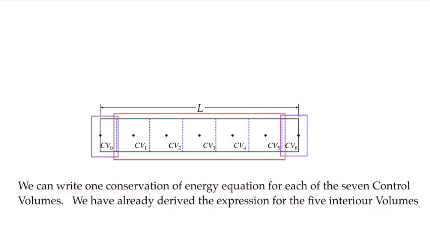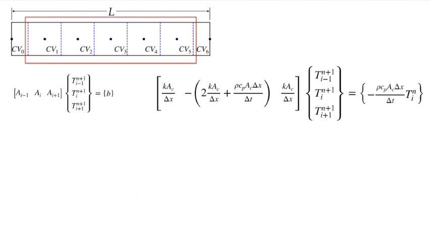Let's look first at the 5 interior ones. Of course, each one of these is one expression of conservation of energy, and so we can write conservation of energy 5 times for those 5 central volumes. That's the generic expression, and all we're doing is moving, if we're looking at CV1, now my I is equal to 1, and my I minus 1, of course, will be equal to 0, and my I plus 1 will be equal to 2.